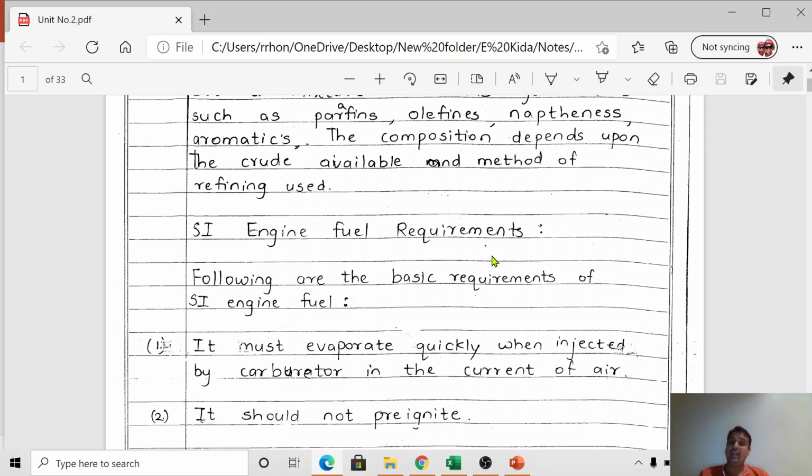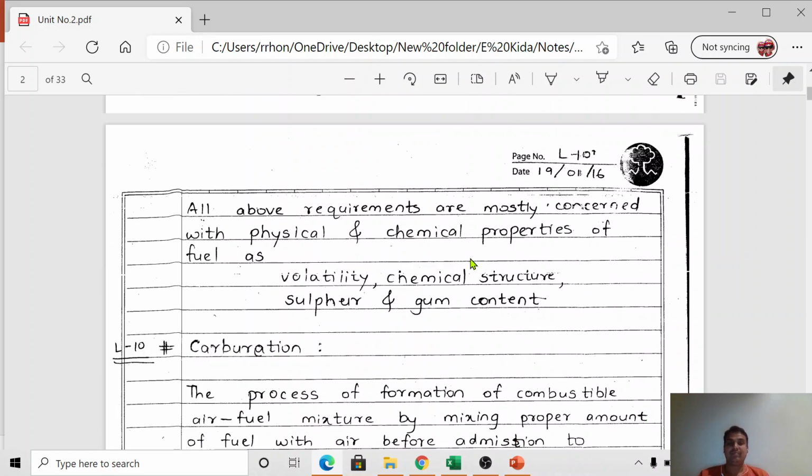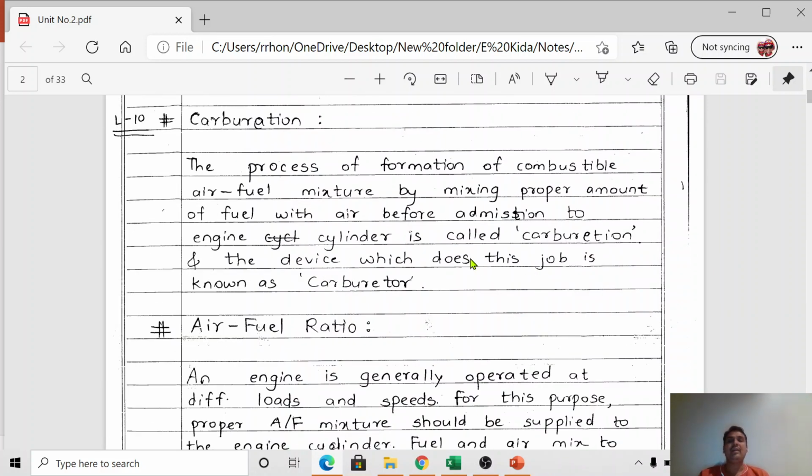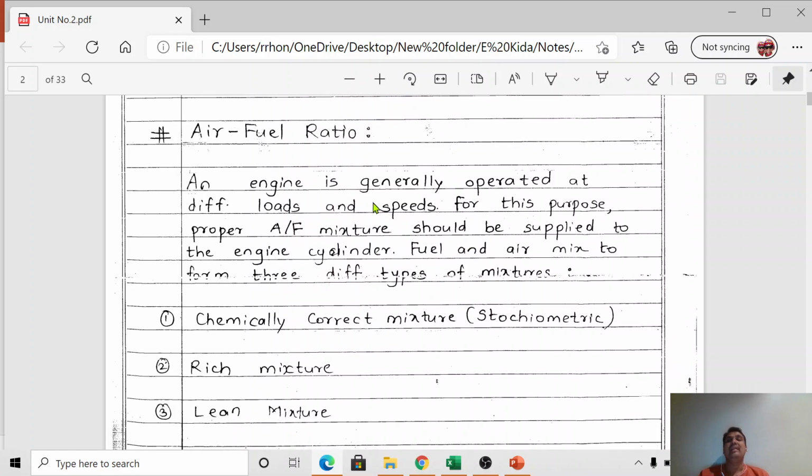This question is again very important. In your examination, the question may ask you to explain SI engine fuel requirements in detail. At that time you have to write all these things clearly. After this, the next point which we have to discuss is air fuel ratio or fuel air ratio. This is again very important.